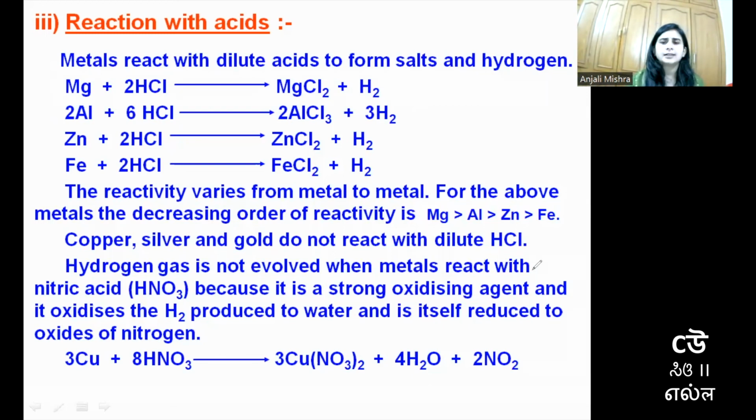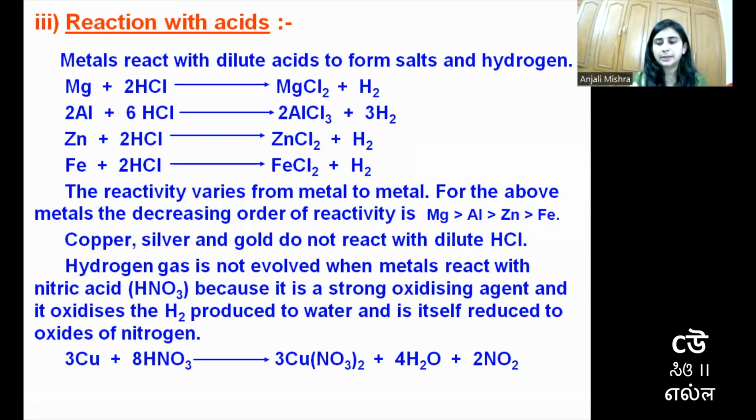Hydrogen gas is not evolved when a metal reacts with nitric acid because it's a very strong oxidizing agent. It oxidizes the hydrogen to water and itself is reduced to oxides of nitrogen. So we have seen that copper combining with nitric acid gives copper nitrate, nitrogen dioxide and some amount of water as well.